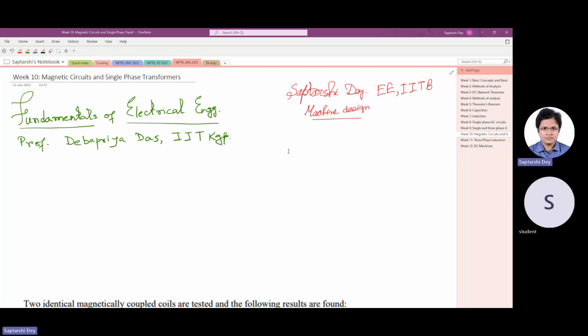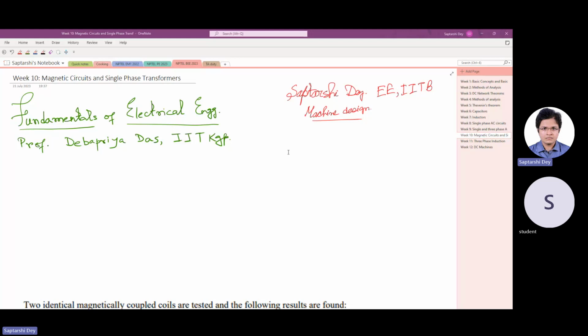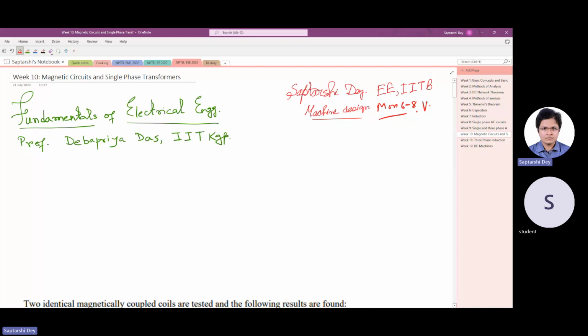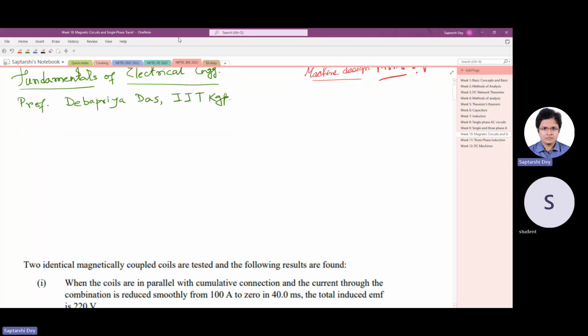So this is the 10th doubt clearing session of the course by Professor Debapriya Das entitled Fundamentals of Electrical Engineering. I am Shatur Shide. I am a PhD scholar at IIT Bombay. I take this class every Monday, 6 to 8 p.m. So this week's topics are magnetic circuits and single phase transformer. So this is going to be the very first electrical machine that you are going to study in this course or in electrical engineering, assuming that you are first year students.